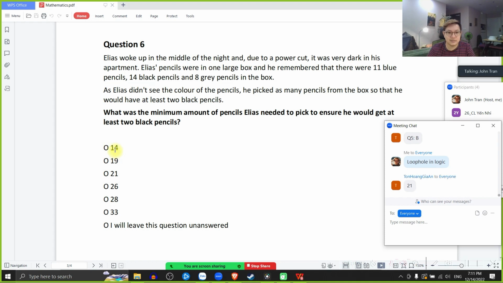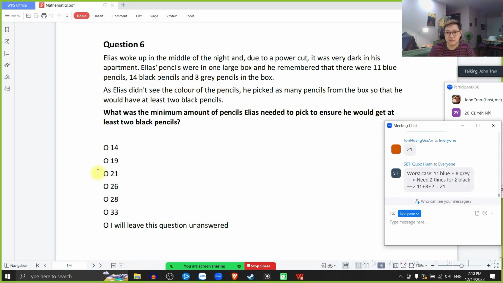14. If you take 14 out, if he is a lucky man, he will withdraw 11 blue pencils and 3 gray pencils. You have to find a way so that it doesn't cause any conflicts, any bad situation. If 14, there might be 11 blue and 3 gray, but no black. With 19, you could have absolutely no black pencils at all, because you can have 11 blue and 8 gray. You see that?